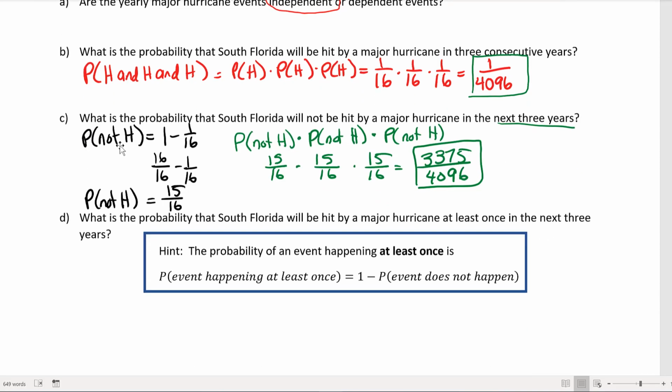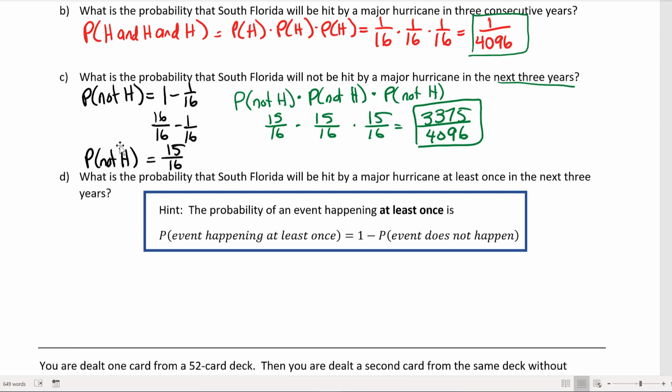Our last question is a little bit trickier. What's the probability that South Florida will be hit by a major hurricane at least once in the next 3 years? Now, we haven't ever done anything that says at least once, okay? The probability that we did on Part B was that it will be hit every year for 3 years. Part C was, well, won't be hit every year for 3 years.